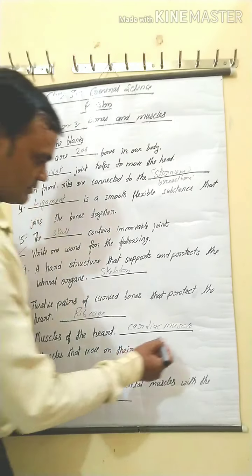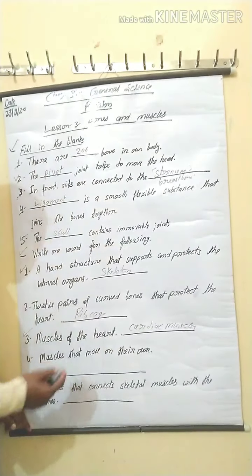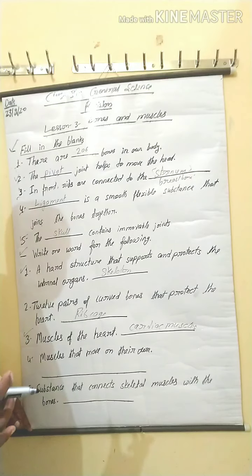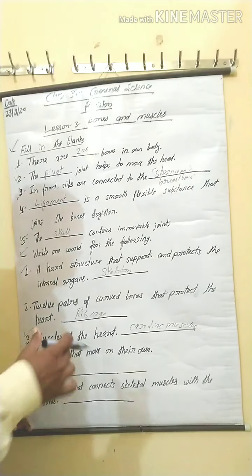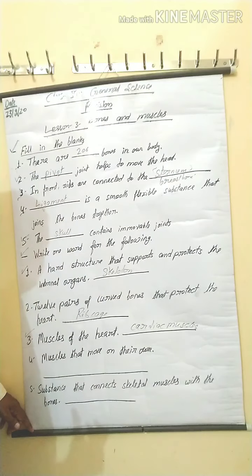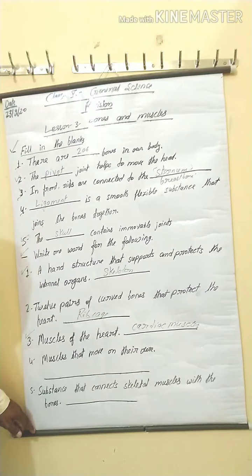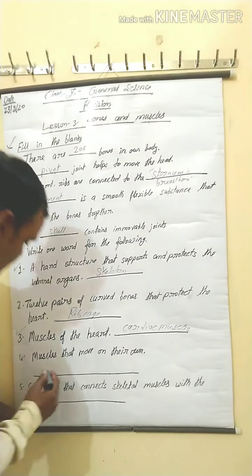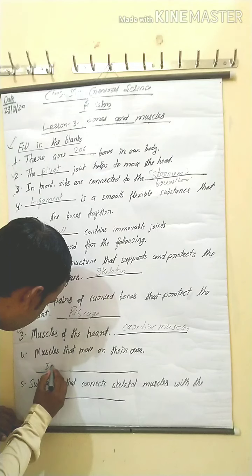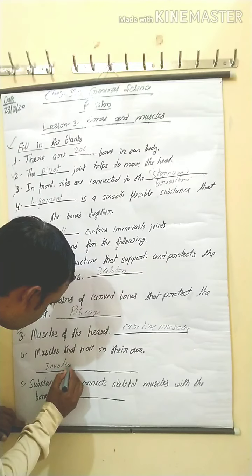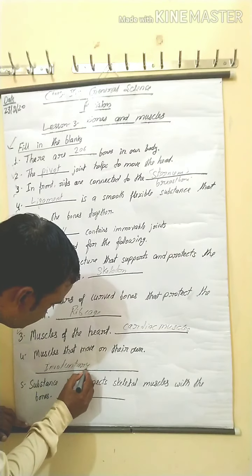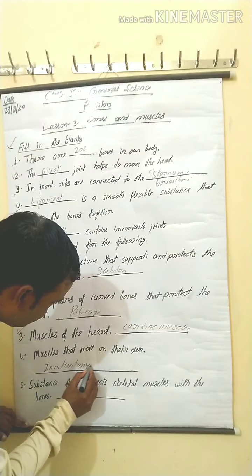Muscles that move on their own. Which type of muscles move on their own? Yes, fourth number: involuntary muscles. Involuntary muscles move on their own. Okay. Examples: cardiac muscles, smooth muscles.